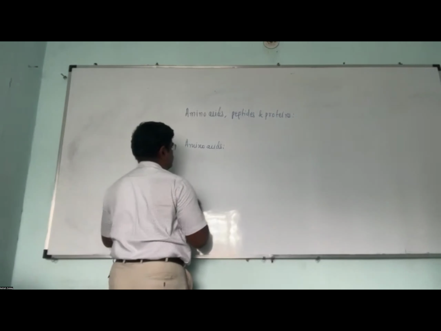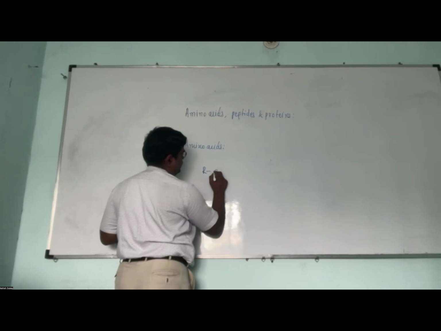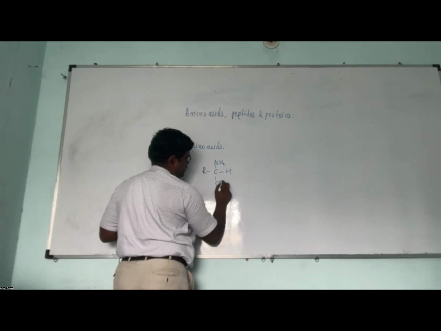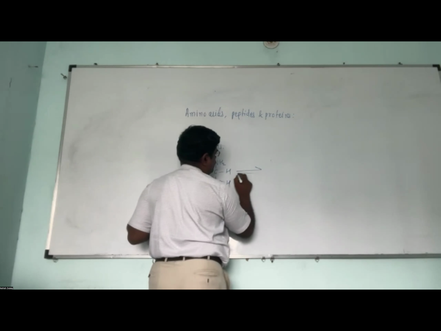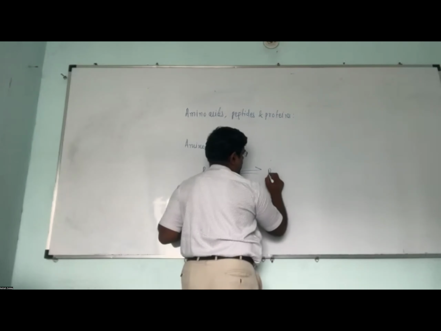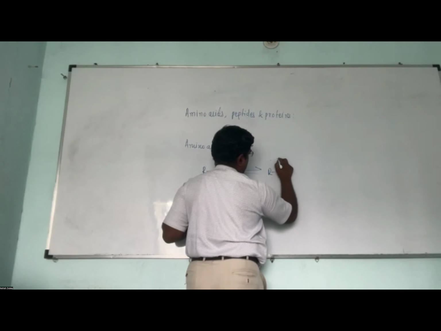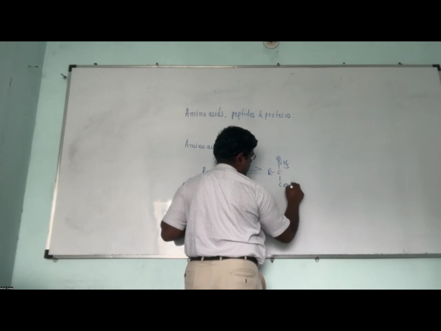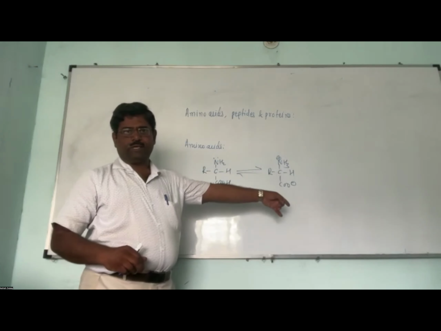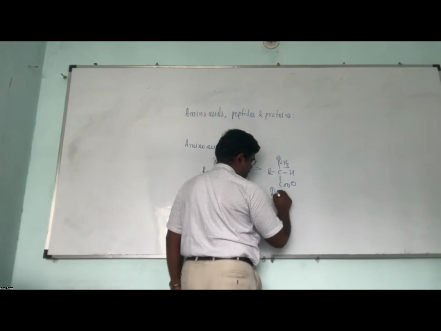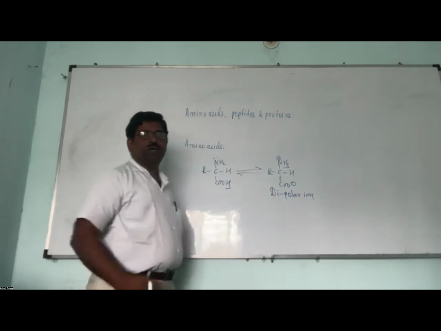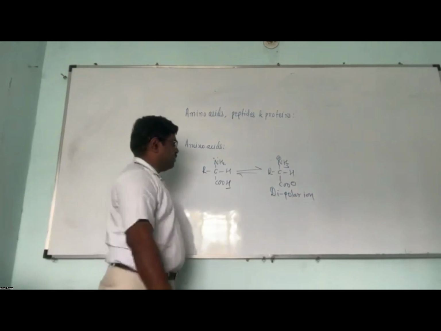In amino acid, the general formula is R, C, NH2, H, COOH. Now in aqueous solution, this NH2 having one lone pair will abstract this proton and you get R, C, NH3 plus, then COO minus, and H. Now, there are two charges in it. One is a positive charge, the second one is a negative charge. That's why it is called dipolar ion. Di means two. There are two poles, one positive pole and the second one negative pole.